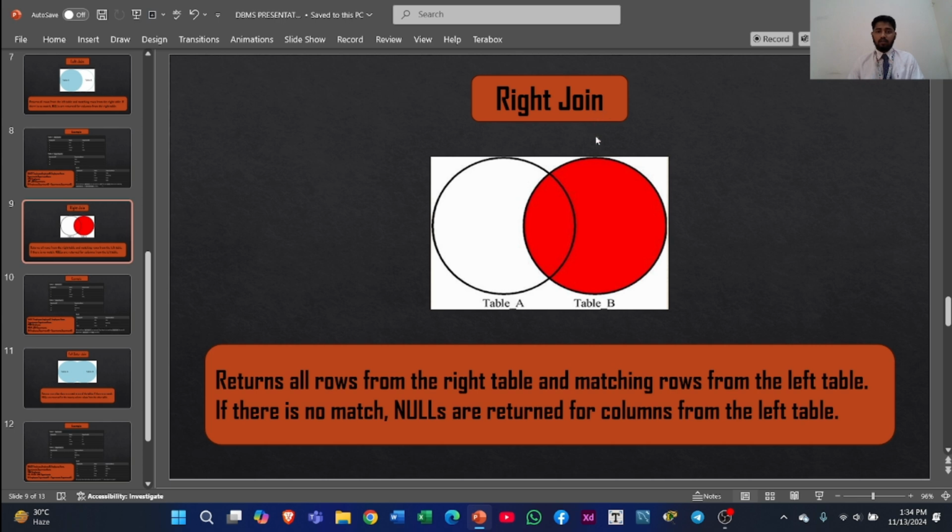Here is the diagram of right join. Right join means return all rows from the right table and matching rows from the left table. If there is no match, nulls are returned for the columns from the left table.